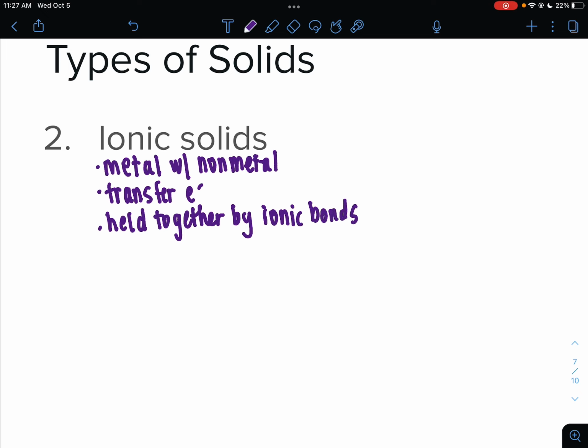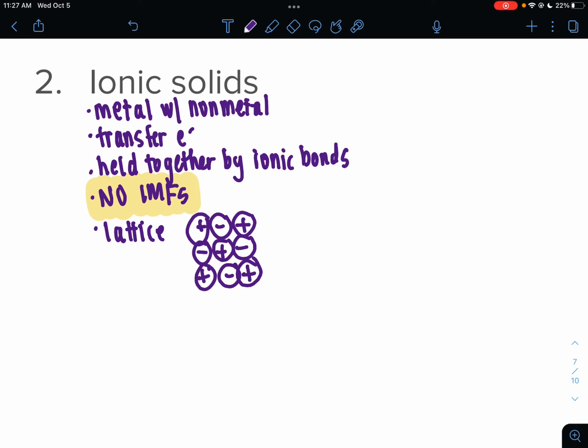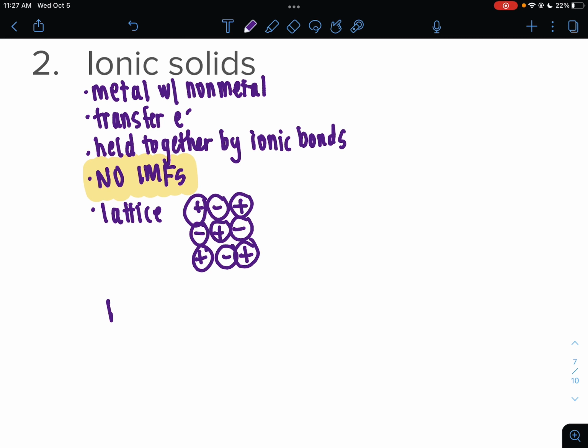And I can't say this enough, there are no IMFs in ionic. All right. You will only have ionic bonds in ionic substances. And remember that they make our lattice structure. So that's kind of key things. Where you have the positive, the negative, the positive, the negative, the positive, the negative. And you need to be able to recognize which picture goes with which type of bond. Okay? So if we do our properties that you should have gotten out of yesterday's readings.